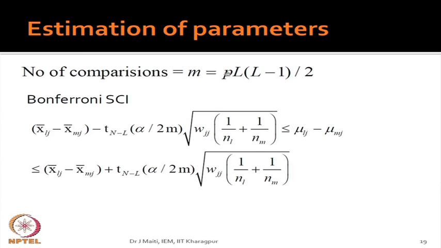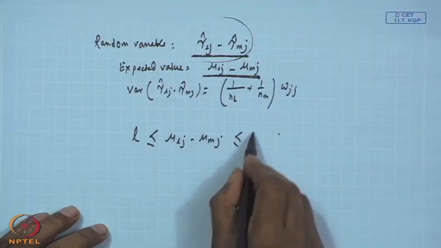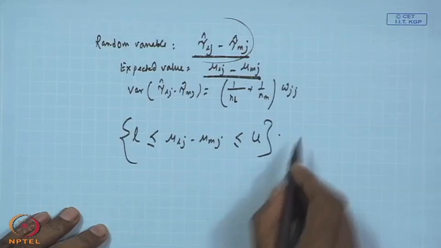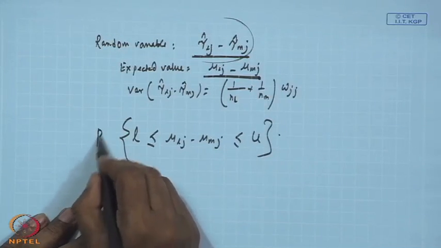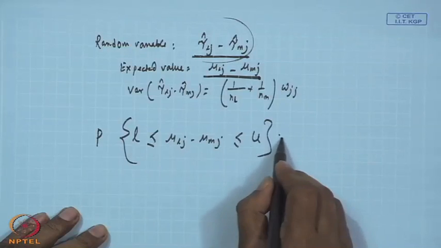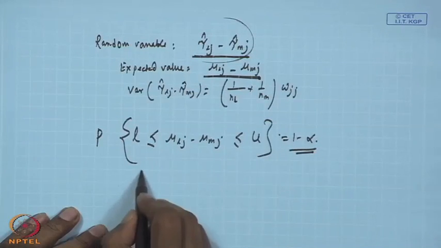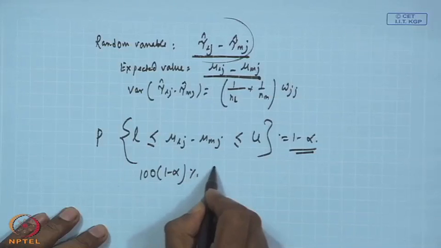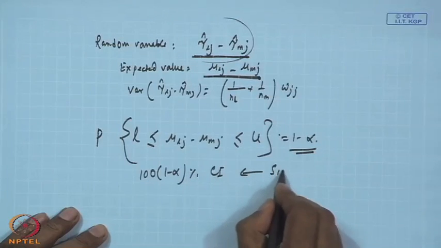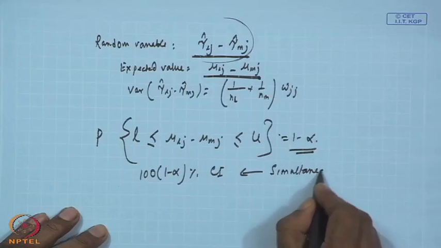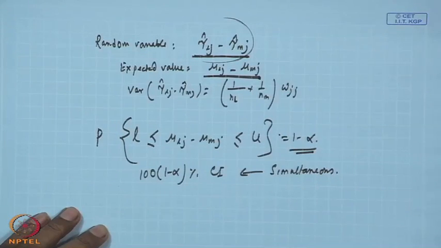Now, we are comparing again the variables, so the p values are coming. How many variables are there? P variables are there. So, in total you have m comparisons, but what you want is an interval L and U in such a manner that the probability of L less than or equal to this less than or equal to U is equal to 1 minus alpha, so that you achieve a 100 into 1 minus alpha percent confidence interval, that should be simultaneous.